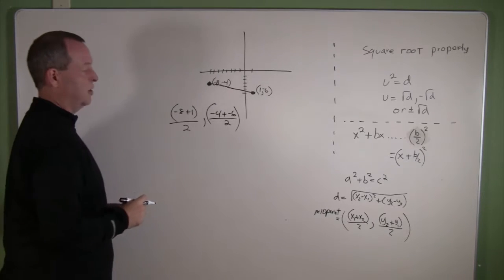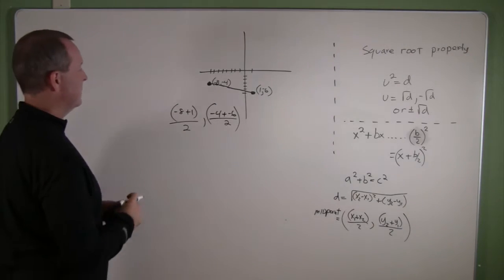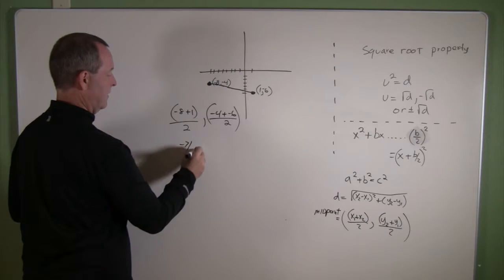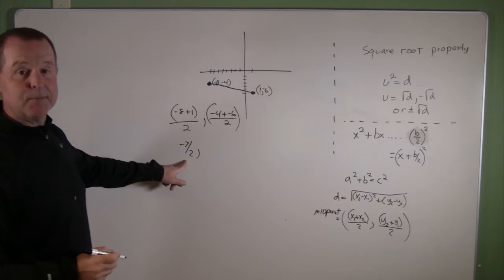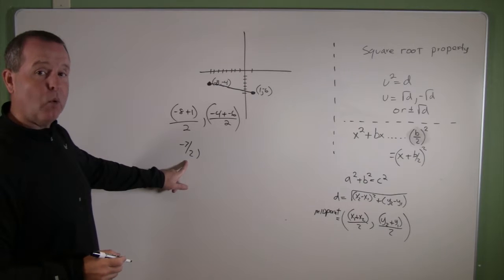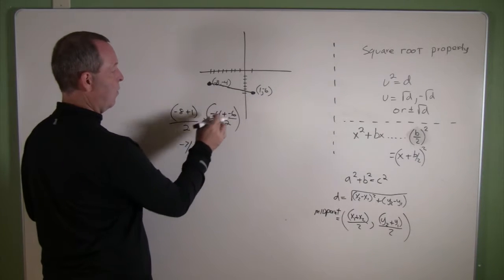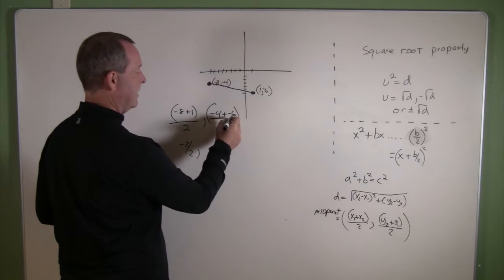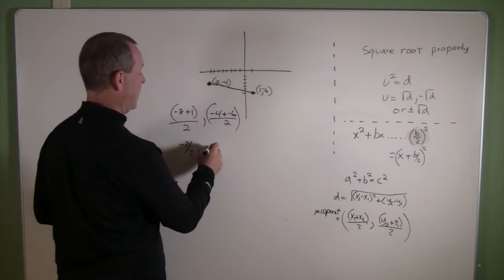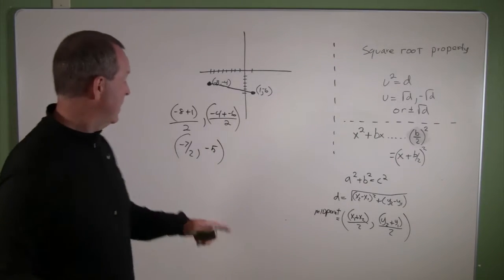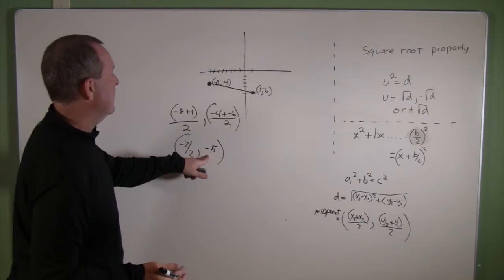Whoops, sorry. I'm just putting parentheses all over the place. So -8 plus 1 gives me a -7. And a -7/2. That's my x-coordinate for the midpoint between these 2 points. And my y, -4 plus a -6 is a -10. -10 divided by a 2 is a -5. So the midpoint between those 2 points is at the point (-7/2, -5).